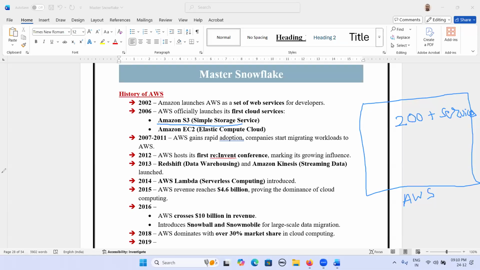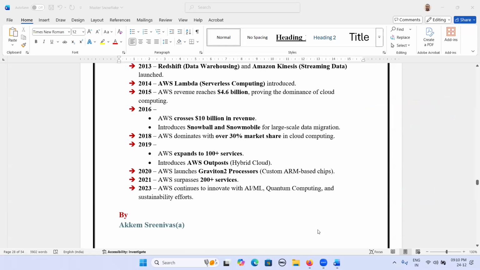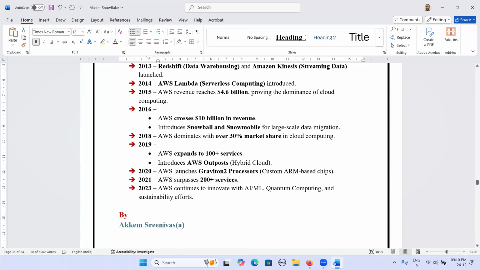So AWS Cloud is the leading cloud vendor compared to other clouds like Azure, GCP, etc. You can see that from 2021, it is providing 200 plus services. It started with these two services, but right now there are 200 plus services, including the latest technologies like quantum computing, artificial intelligence, etc.